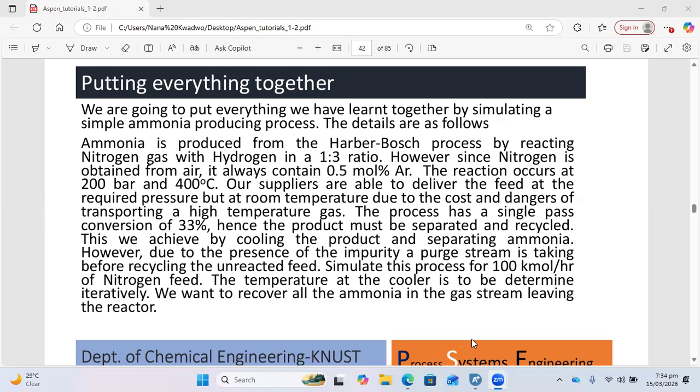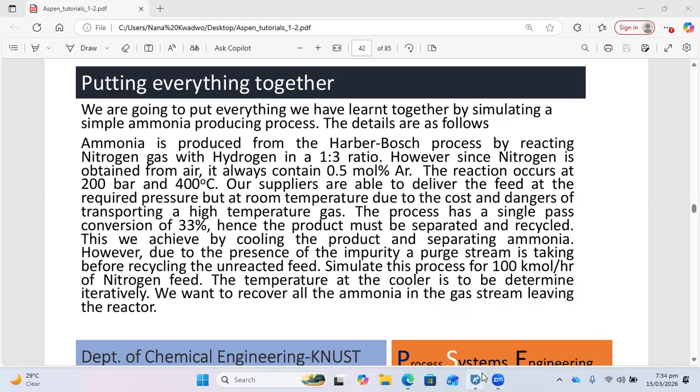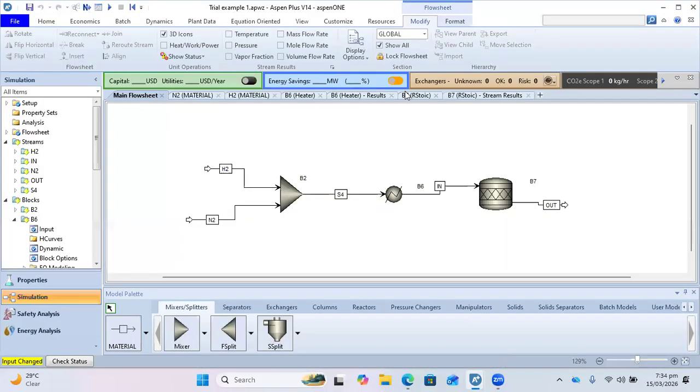So for the sake of those who were not here last week, I would recap a few things. This was a simulation that we started last week, and we said that we are reacting nitrogen and hydrogen to form ammonia. So we know the process. You react nitrogen and hydrogen to form ammonia. And the question told us that the feed is coming in at the required pressure, but then not the required temperature. So we'll have to heat it.